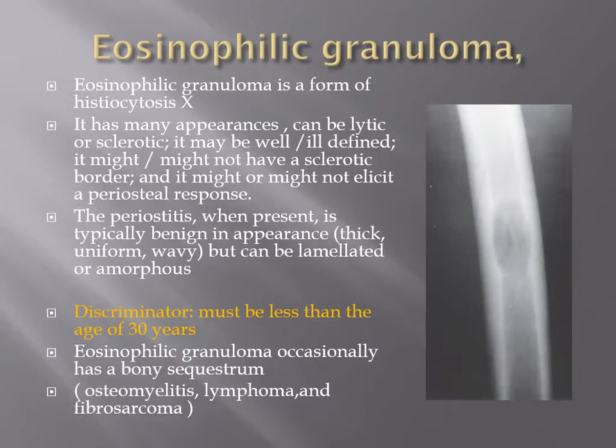Eosinophilic granuloma occasionally can have a bony sequestrum, and we put it under the differential diagnosis. When you see a bony sequestrum, you have one of three: either osteomyelitis, fibrosarcoma, or lymphoma, plus eosinophilic granuloma.